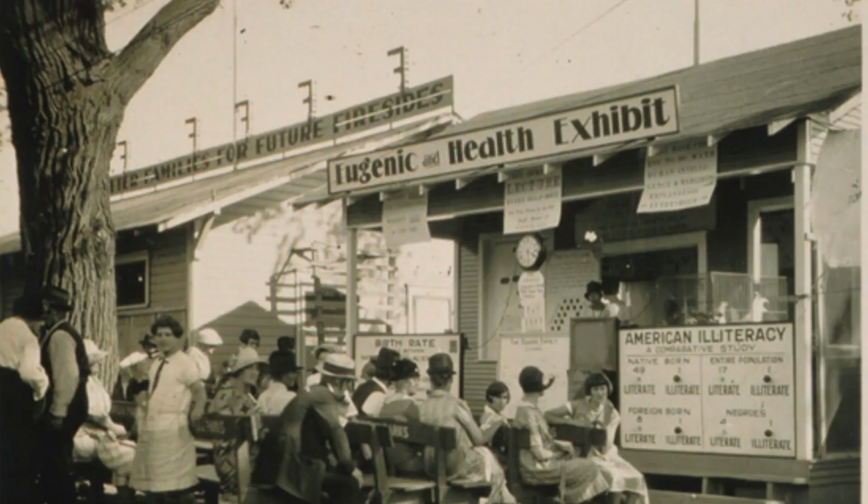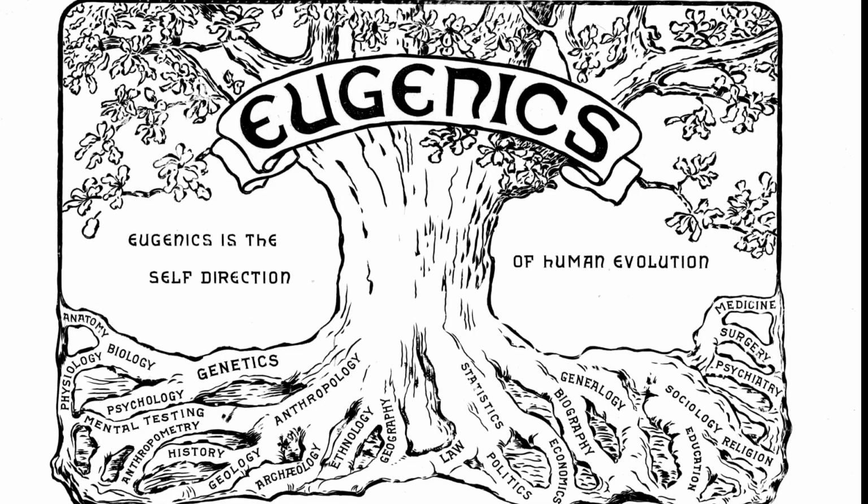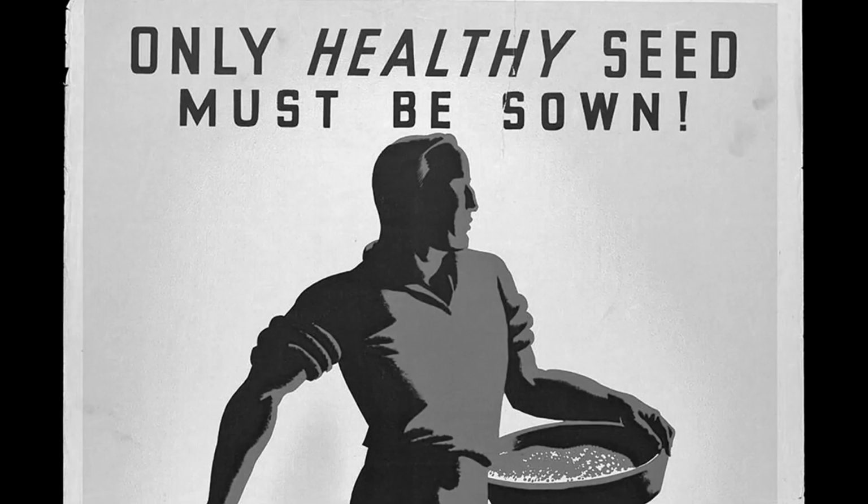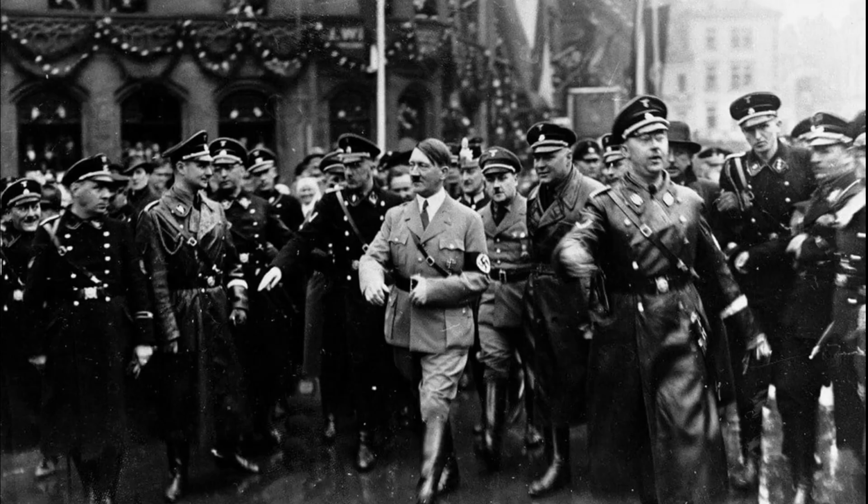Eugenics is a field of corrupted pseudoscience that endorses selective breeding to improve the genetic quality of the human population. Eugenics was inspired by Darwinism and was a driving ideology that fueled the Nazis.